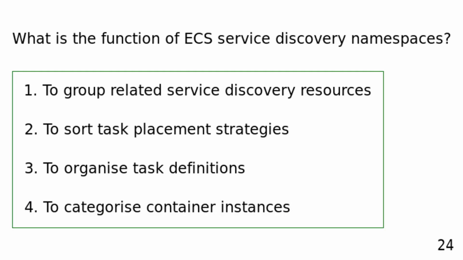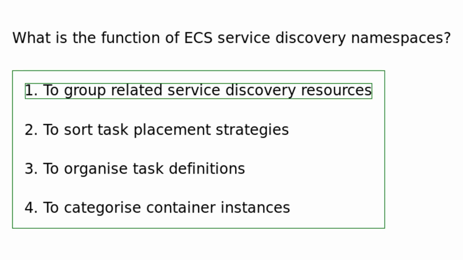What is the function of ECS service discovery namespaces? To group related service discovery resources. To sort task placement strategies. To organize task definitions. To categorize container instances. ECS service discovery namespaces group related service discovery resources for better organization.